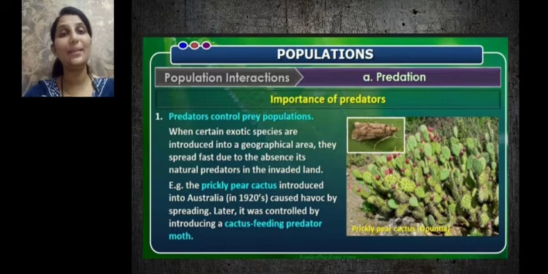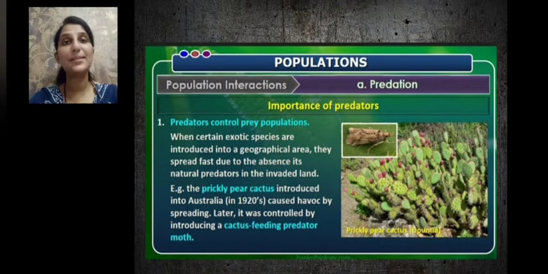Predators in an ecosystem have a very important role. The first benefit is that predators help to control the prey population. For instance, if an exotic species is introduced into a geographical area, it can invade and grow at a very fast rate because it does not have its natural predator in that new ecological area. For example, the prickly pear cactus.